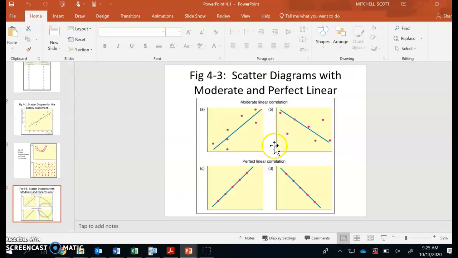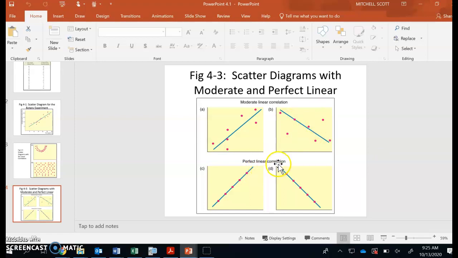Okay. Some other examples. This has a moderate correlation. Notice the points are fairly close to the line. This is a positive correlation because it's going in a positive direction. It's a positive slope of the line. Okay. As you go to the right, it goes up. This is a moderate correlation as well. The points are fairly close to the line. As you go to the right, though, it goes down. So this is a negative correlation.